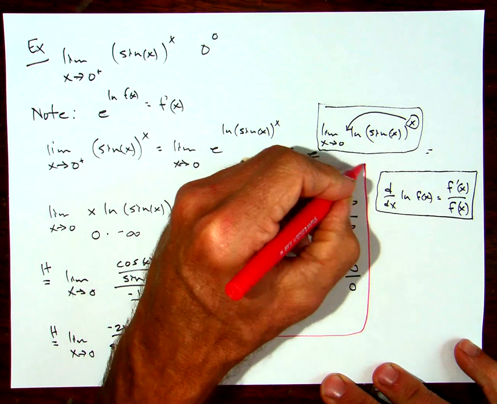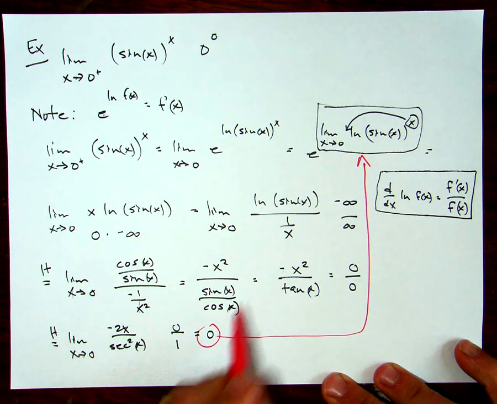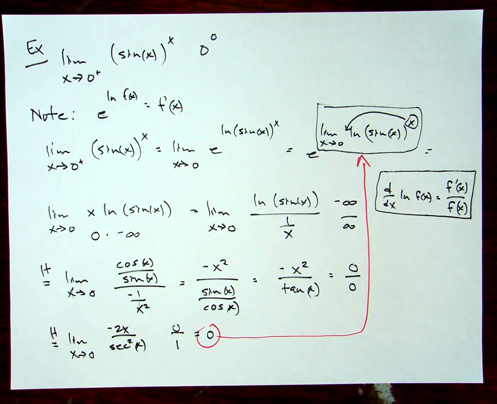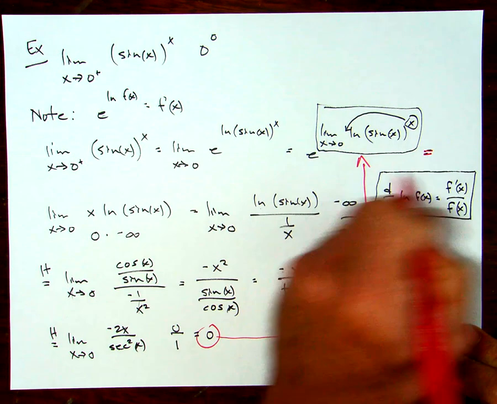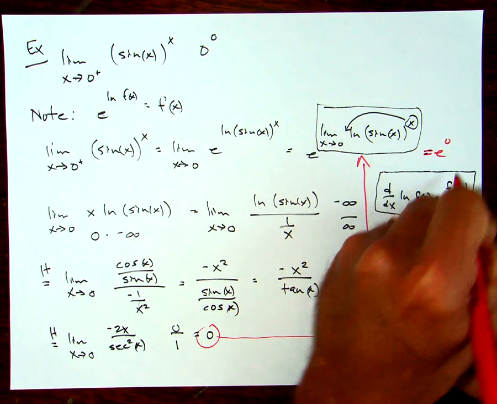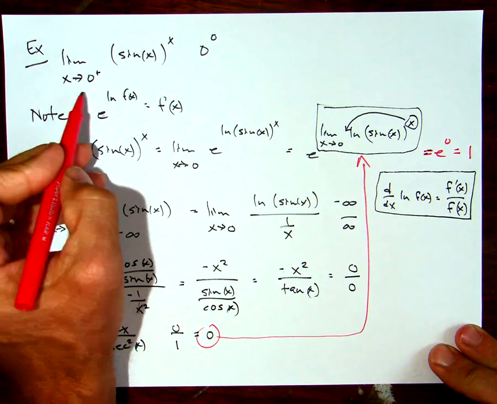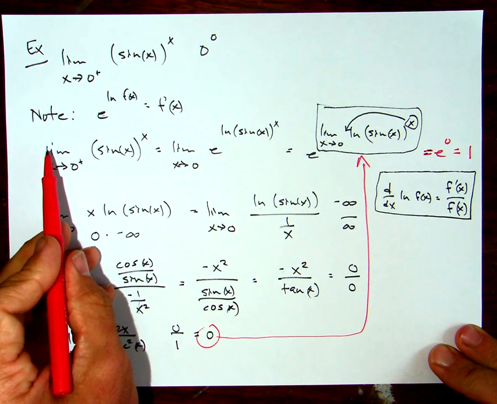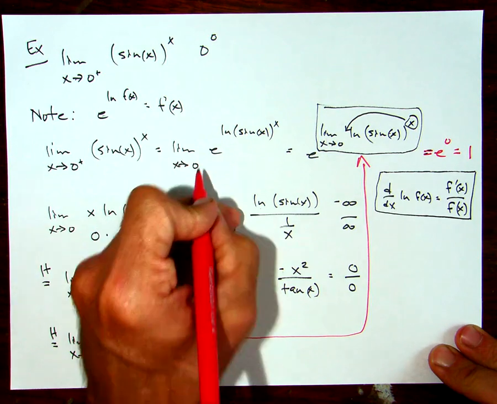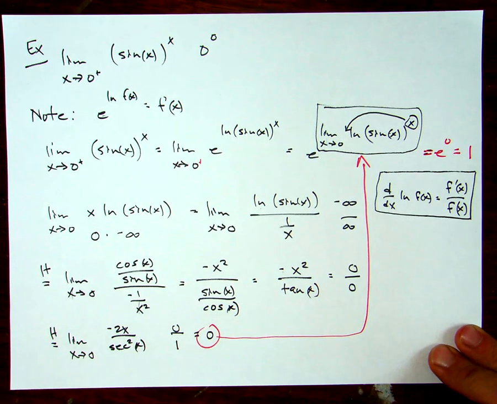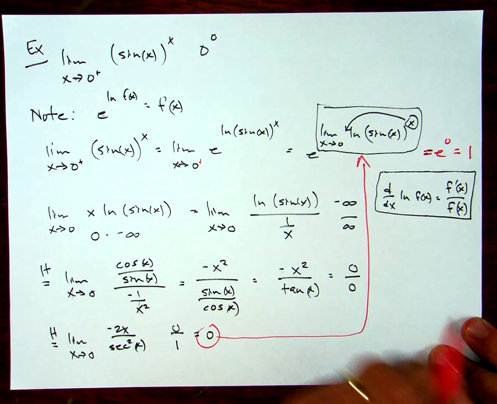Remember, though, I want to really highlight that this is that limit. So in order to actually finish this off, we need to make this the power of e. So this is going to be e to the 0, which is 1. So that is our original. Going back to our original, we said the limit as x approaches 0 from the right. I guess I lost that throughout. But this limit is going to be equal to 1.